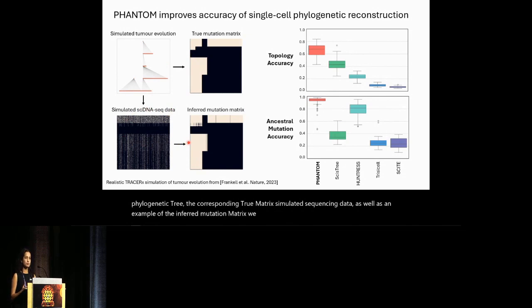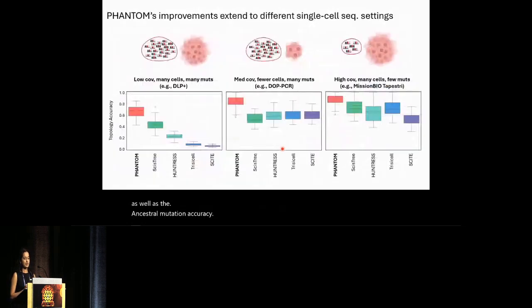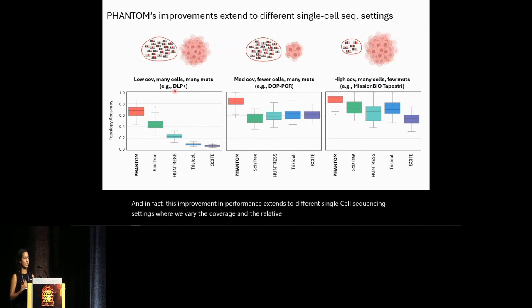We ran both Phantom as well as existing methods and found that Phantom, here in red, improves the accuracy of single-cell phylogenetic reconstruction compared to existing methods, both in terms of the accuracy of the topology as well as the ancestral mutation accuracy. And in fact, this improvement in performance extends to different single-cell sequencing settings where we vary the coverage and the relative numbers of cells and mutations that correspond to different real-life single-cell sequencing technologies.